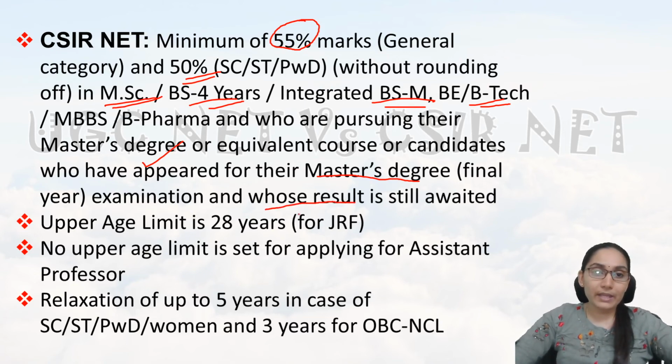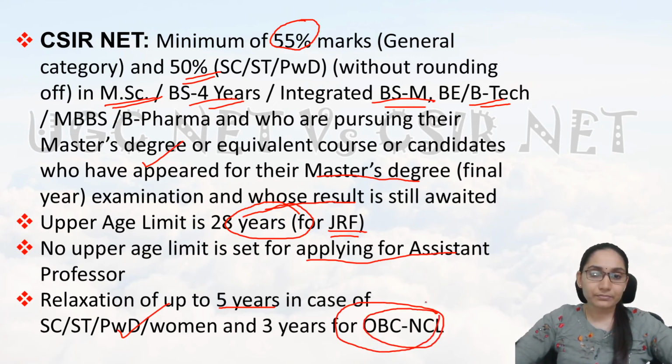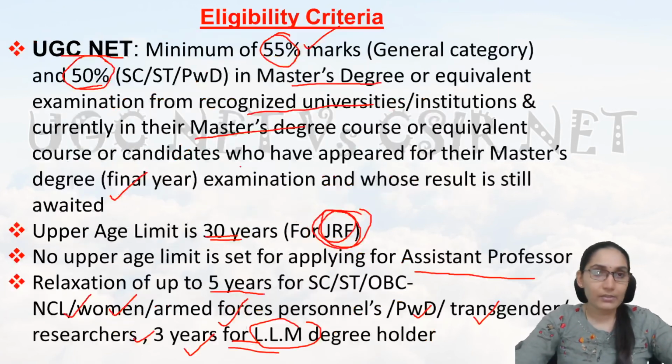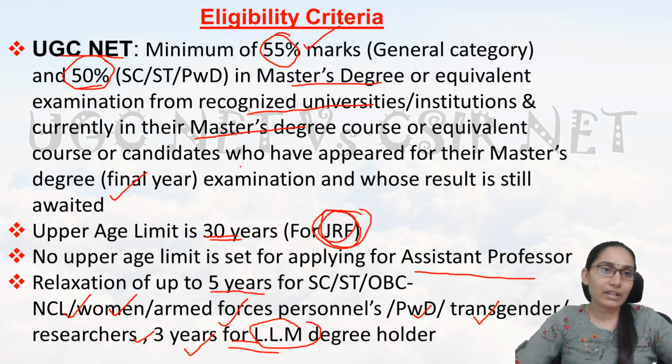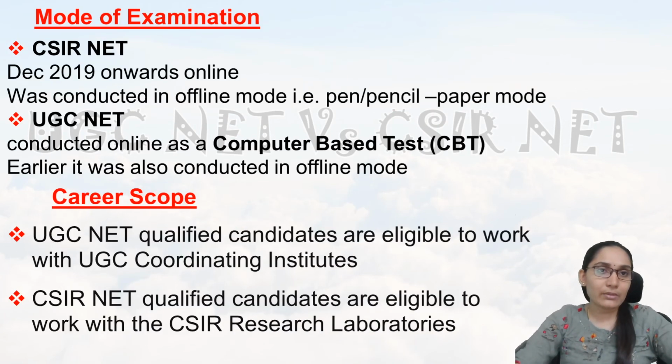Now, the maximum age limit is 28 for JRF, and there is no upper age limit for applying for the post of assistant professor. A relaxation of up to 5 years in case of SC, ST, PWD, women, and 3 years for OBC, NCL. NCL is non-creamy layer. Okay. So this is it regarding CSIR NET. So we have seen the eligibility criteria with regard to UGC NET and with regard to CSIR NET.